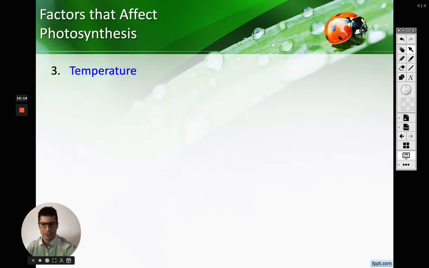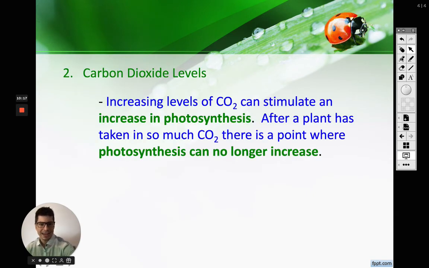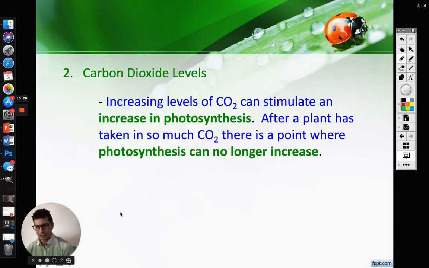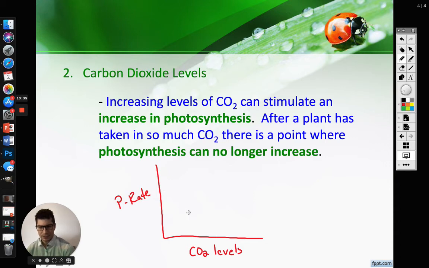All right. Carbon dioxide levels. It is the exact same graph here pretty much. So we'll have CO2 levels, and we'll have our photosynthesis, our P rate over here. And it's the exact same thing. As we increase our carbon dioxide, it's going to go higher, higher, higher, higher, and then it's going to plateau once again, because it doesn't matter how much carbon dioxide we bring in, we can't work any faster than we're working, okay? So that is your carbon dioxide levels. Once we get them so high, our photosynthesis rate cannot increase.